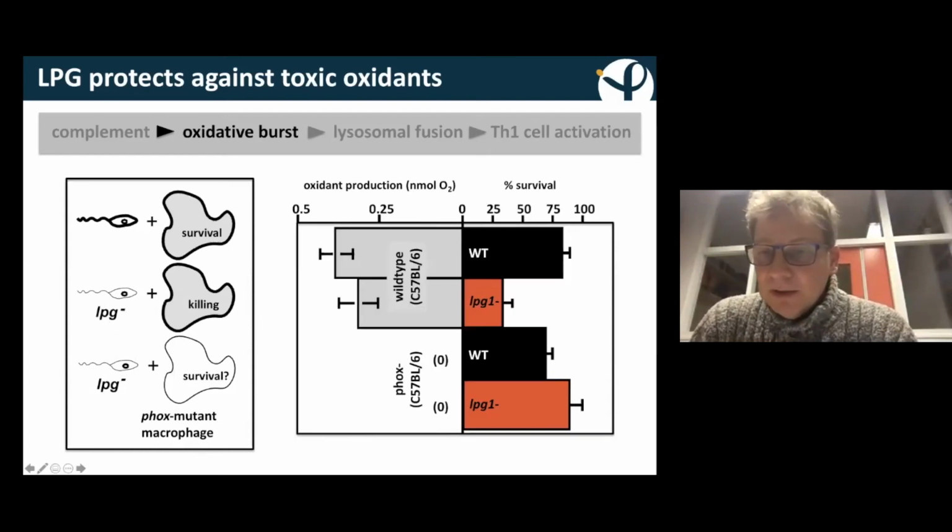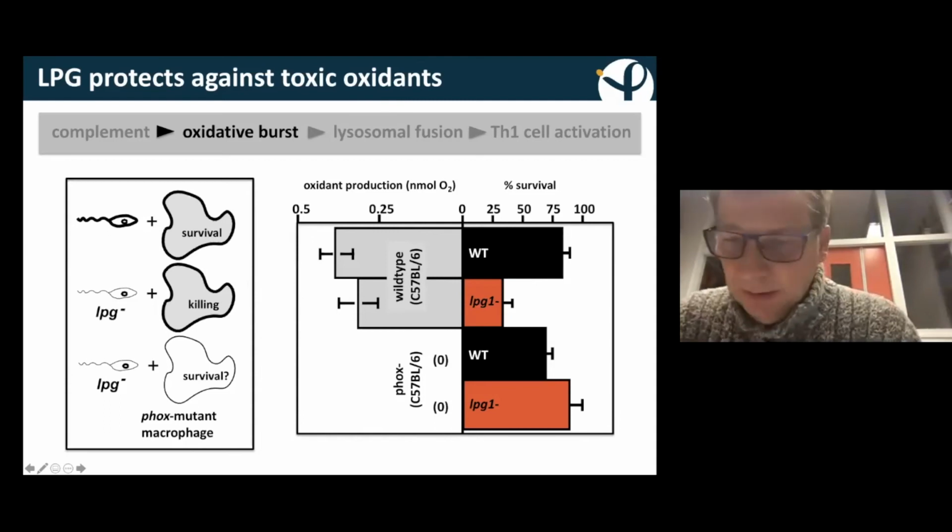So here you see the survival. In the upper panel, these are wild type macrophages that were infected with wild type, in black, parasite or with the LPG knockout parasites. And as we have seen before, the wild type parasite in a normal macrophage is doing rather well. The knockout parasite in a normal macrophage is not doing well at all.